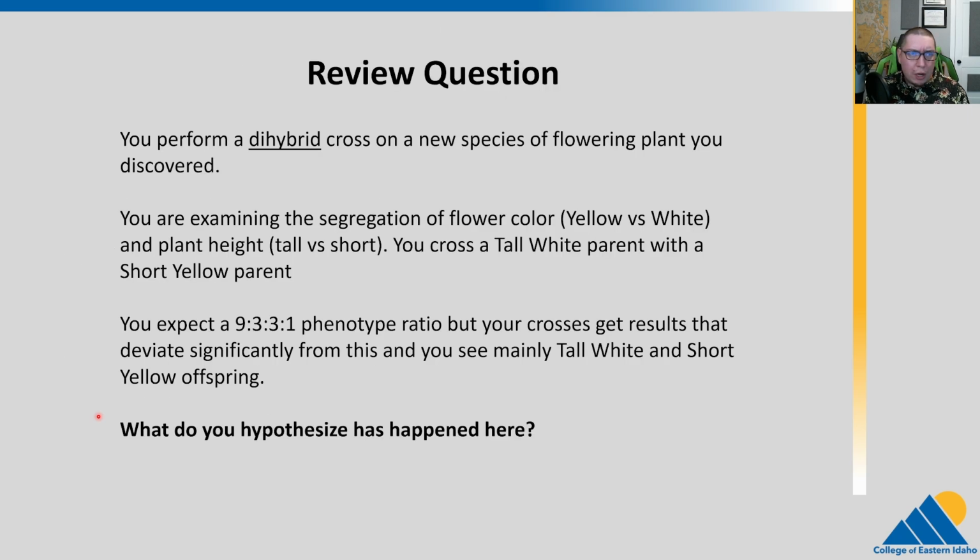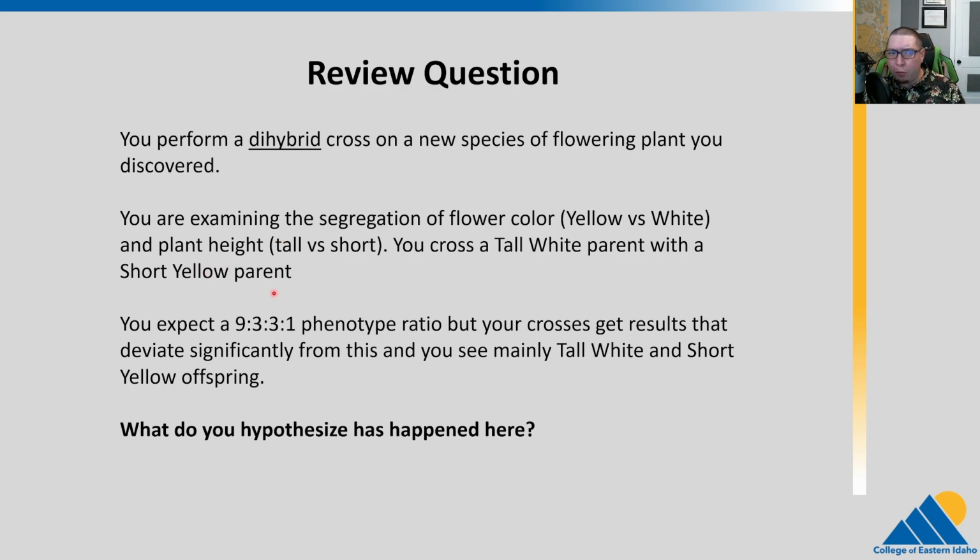Okay, so let's do a review question before we finish up here. You've performed a dihybrid cross on a new species of flowering plant you discovered. Okay, your dream, right? You examine the segregation of flower color and plant height. You have two flower colors, yellow and white, and two plant heights, tall or short. So you take a tall white parent plant and cross it with a short yellow parent plant, okay?